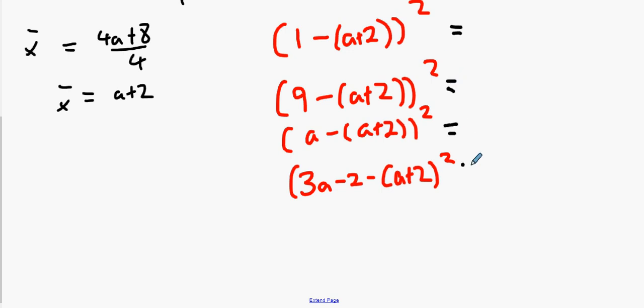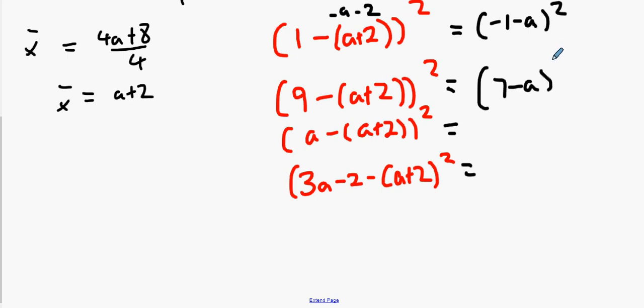Alright gents, here's what it looks like. That's minus a minus 2, isn't it? So would everybody agree the first one is minus 1 minus a squared. The next one is 9 take away 2 is 7 minus a squared. It's not getting so bad now. The next one is minus 2 squared. And the one after that, 2a minus 4 squared.